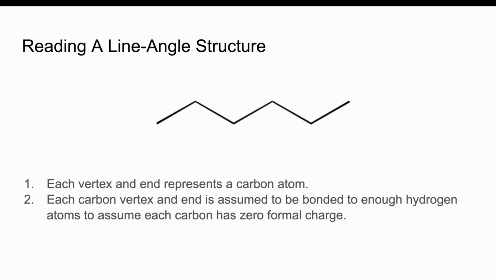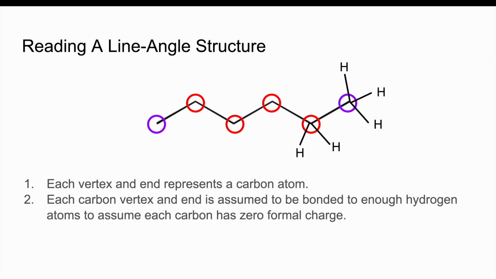First off, each vertex and end represents a carbon atom. It's much faster to make zigzags on your paper instead of writing out each bonded carbon. And secondly, each vertex and end is assumed to be bonded to enough hydrogen atoms to ensure that the carbon has a formal charge of 0. Since carbons like to have 4 bonds, an end carbon will have 3 hydrogens attached to it, and a vertex carbon will have 2 hydrogens attached.